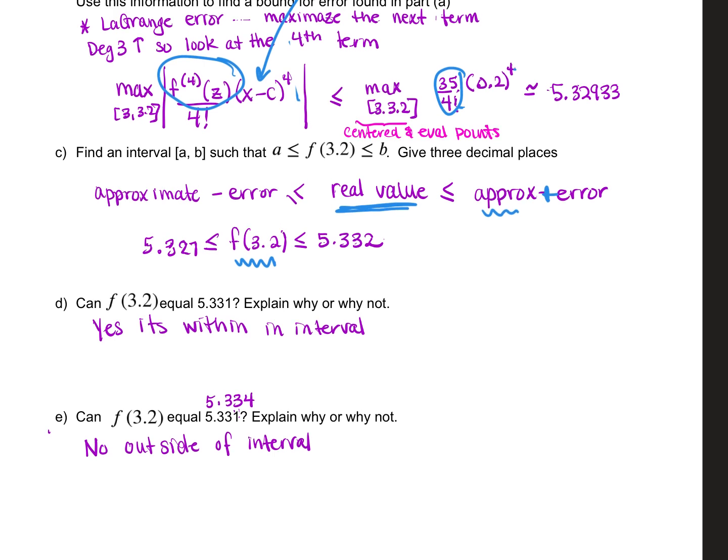So can f at 3.2 be equal to 5.331? Yes, it's in between this interval. Can it be f at 333.4? No, it's impossible for it to be that because it's outside of that interval.